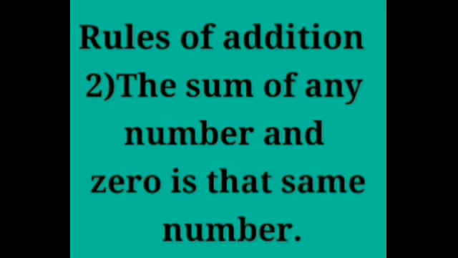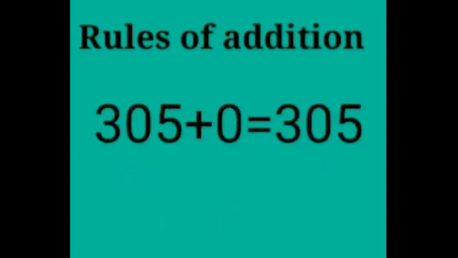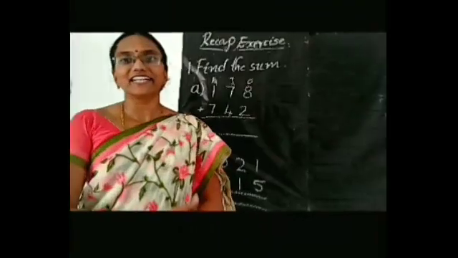The sum of any number and 0 is that same number. For example, see here, 305 plus 0. Here we are not adding anything. So the sum is 305, the number itself. If you add 0 to any number, the sum is the number itself. Now see the recap exercise.